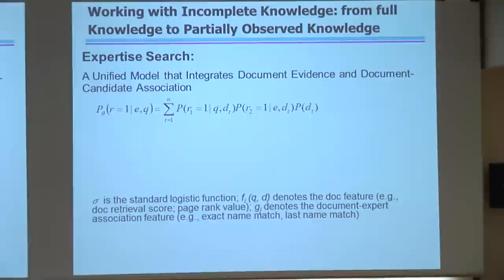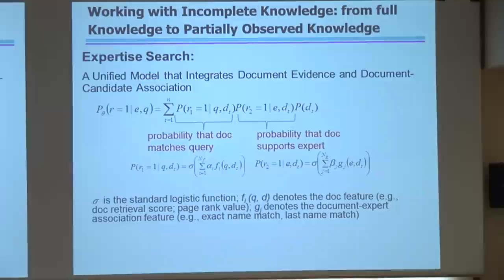What we did is, again, we do not want to model generation probability. We want to model the probability, given a user and a query, that they are relevant. And we introduce two hidden variables here, represented by R1 and R2. The first hidden variable tells us whether the document is relevant with respect to the user query. And the second hidden variable tells us whether, given this document and the expert candidate, this expert candidate is really responsible for the contents in this document. And also, we have another prior term that tells us the importance of each document, which generally can be assumed in a unified way. So we model this probability in a discriminative way and also specifically introduce two hidden variables.